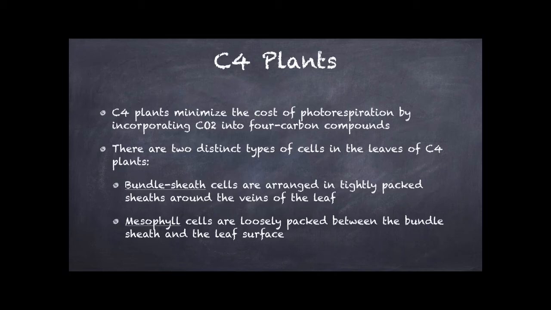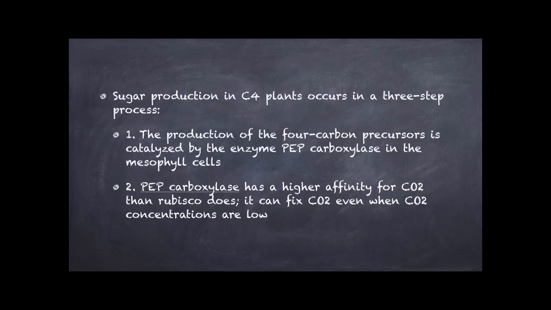C4 plants have something called bundle sheath cells, which are tightly packed sheaths that envelop each other around the veins of the leaf. And then they also have mesophyll cells, which are loosely packed between the bundle sheath and the leaf surface. Those two make up these specific cells in the C4 plants.